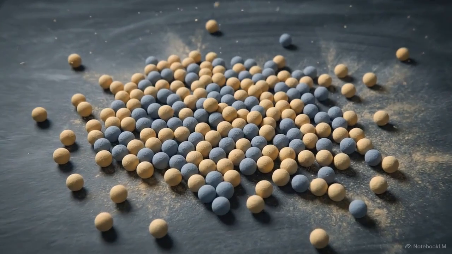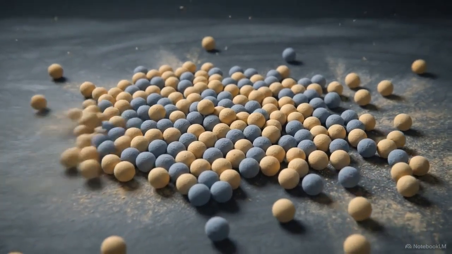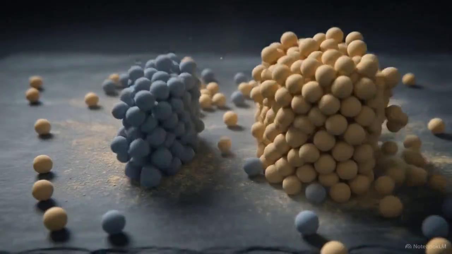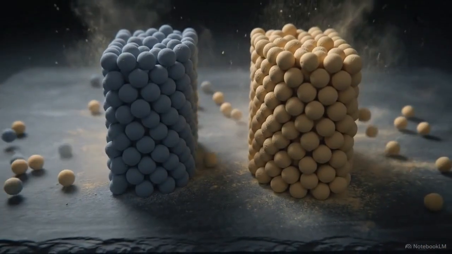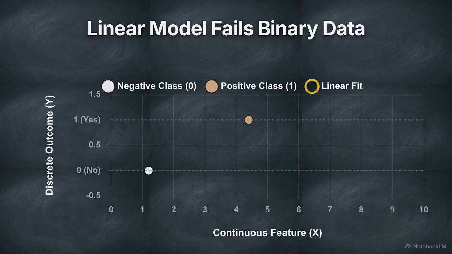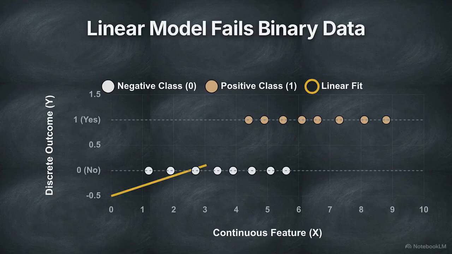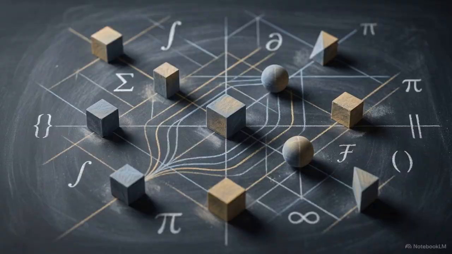This scattering of data points highlights the core problem of classification. The data exists on two extreme vertical planes, representing a binary yes or no outcome, where a rigid linear axis cannot intersect the discrete values. We solve this using logistic regression.